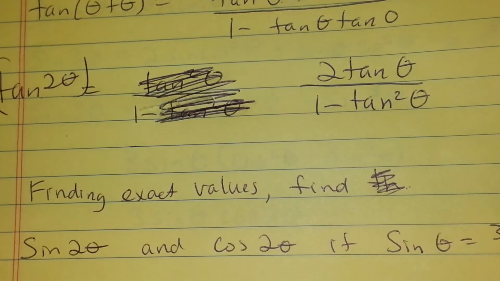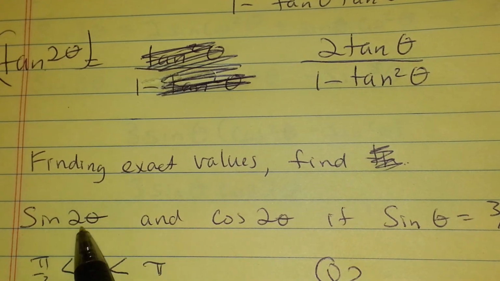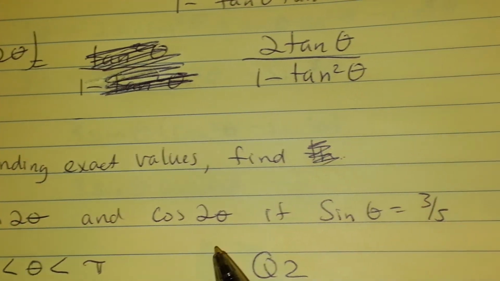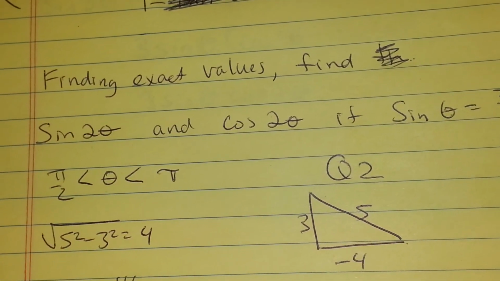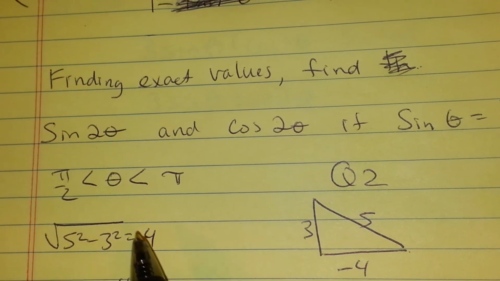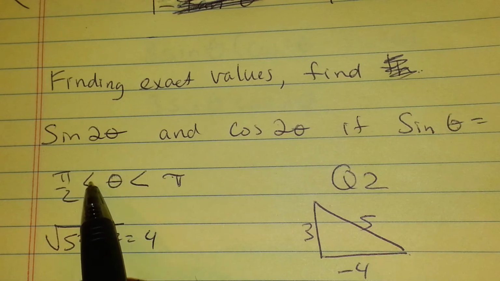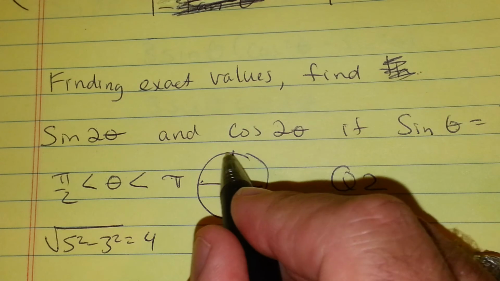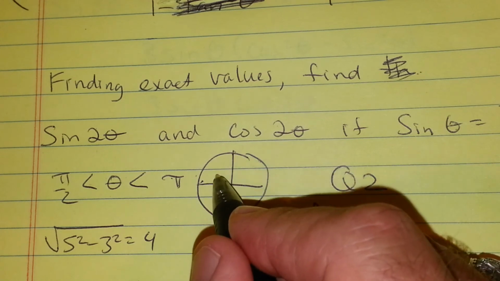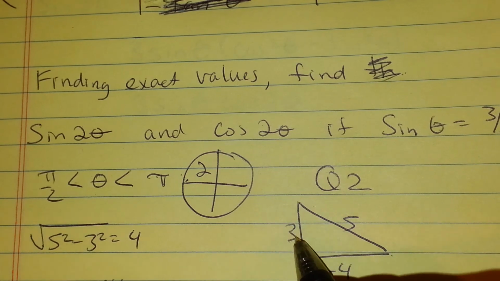Alright, finding exact values again for sine 2 theta and cosine 2 theta. Here, sine of theta equals 3/5, we ought to be familiar with this, and theta is less than pi but greater than pi halves. So where's that going to put us? Not quite pi, but greater than pi halves, right here in quadrant 2. Notice my triangle. Sine is opposite over the hypotenuse.